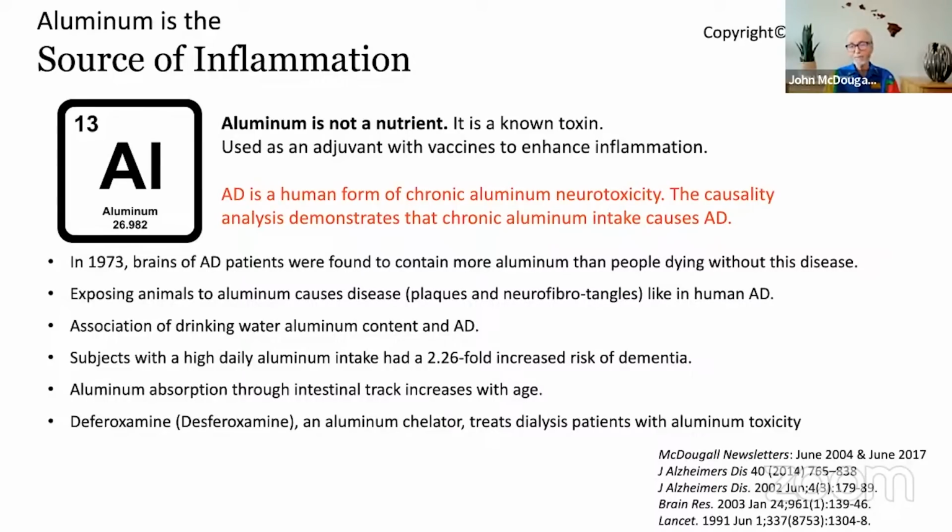And we also have many experiments that look at the aluminum content of drinking water in various communities. And those who have a high aluminum content have a higher risk of Alzheimer's disease, as much as 3 times the risk. So as you get older, your gut is more permeable to aluminum. And that may be one of the reasons that it becomes more common as people get older.